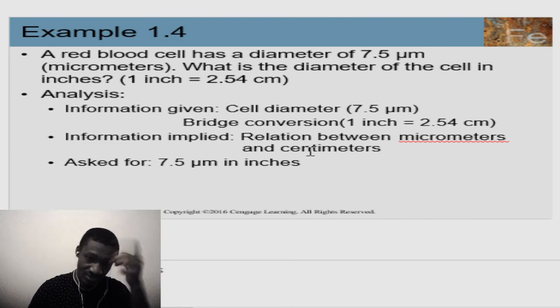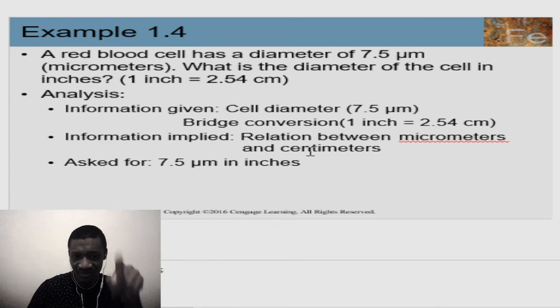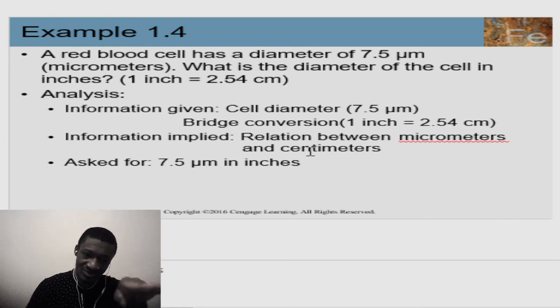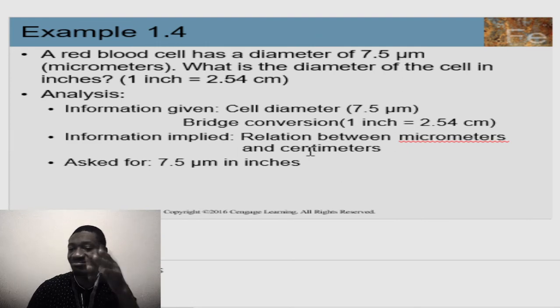Micro, you know what micro is. If you've forgotten, you can go backwards and check. And what is the diameter of the cell in inches? So it simply wants you to convert the micrometer to inches, and it helped you out with some conversion factor there: inches to centimeter, but you have it in micrometer, so you have to work it backwards. So pause the video now and try to work it backwards, given the information there.